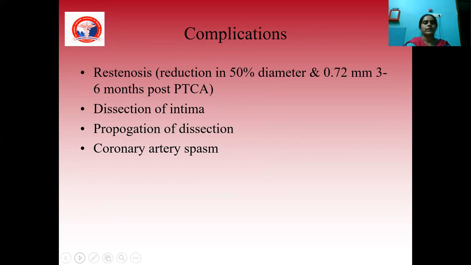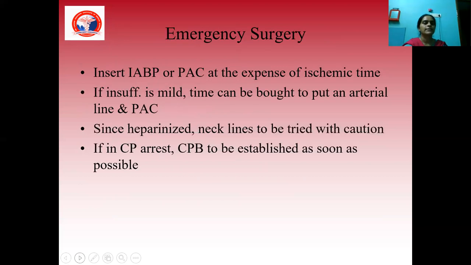Complications. Restenosis: reduction of 50% of diameter and 0.72 millimeters in 3 to 6 months post-PTCA. There may be a dissection of the intima, propagation of the dissection, and coronary artery spasm. Emergency surgery may be needed. Insert an intra-aortic balloon pump or PSA at the expense of ischemic time. If insufficiency is mild, time can be bought to put in an arterial line and PAC, pulmonary arterial catheterization. Since the patient is heparinized, neck lines should be tried with caution. If in cardiopulmonary arrest, resuscitation should be established as soon as possible.